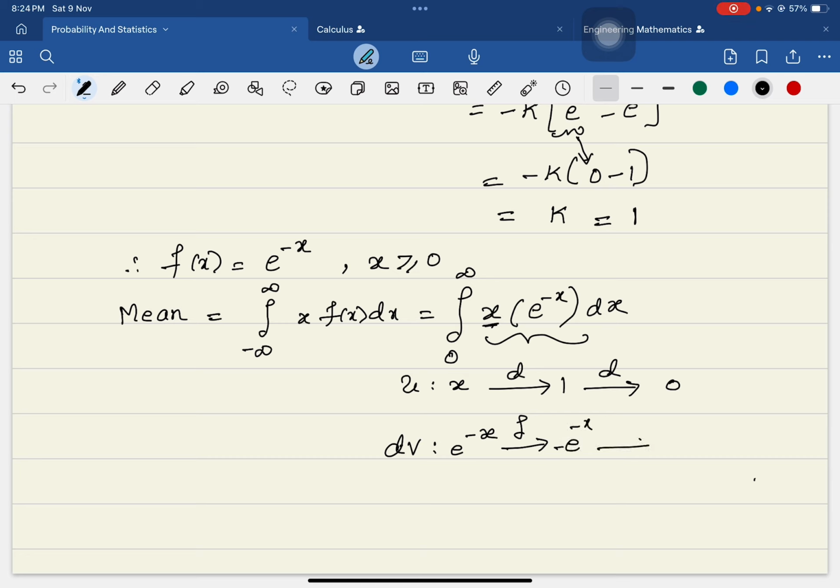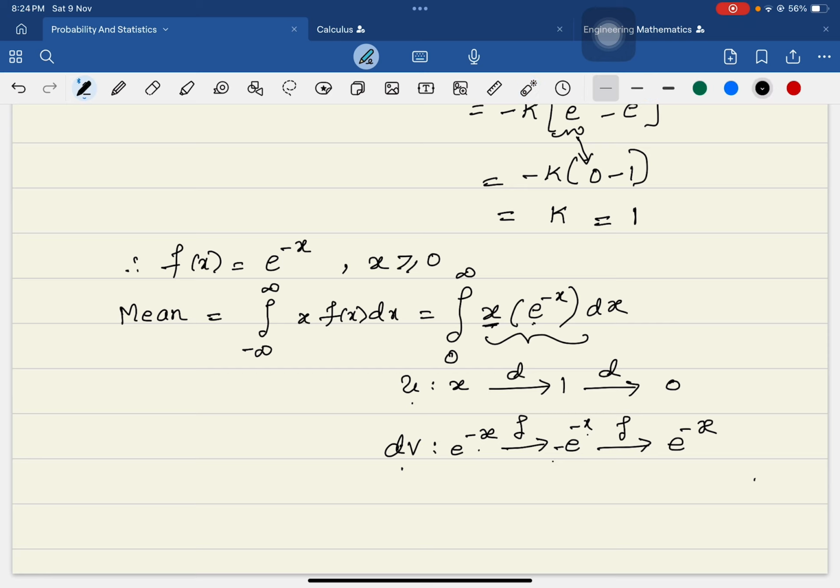Now the integral of minus e raised to minus x is positive e raised to minus x. I hope you understand what I am doing here: in parallel, I am doing both differentiation and integration. I treat the function x as u, and e raised to minus x as dv. So x has derivative 1, then 0. For e power minus x, the integral is negative e raised to minus x, and the next integral becomes e raised to minus x.